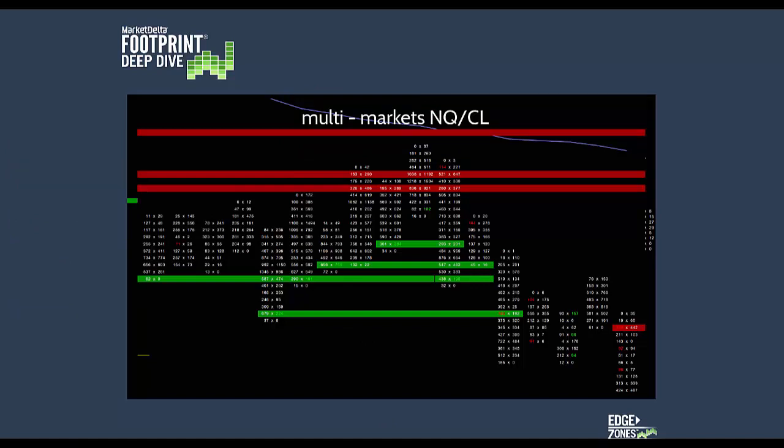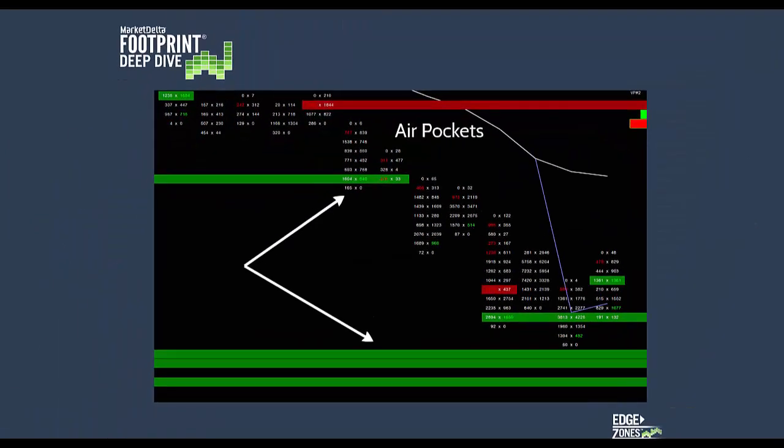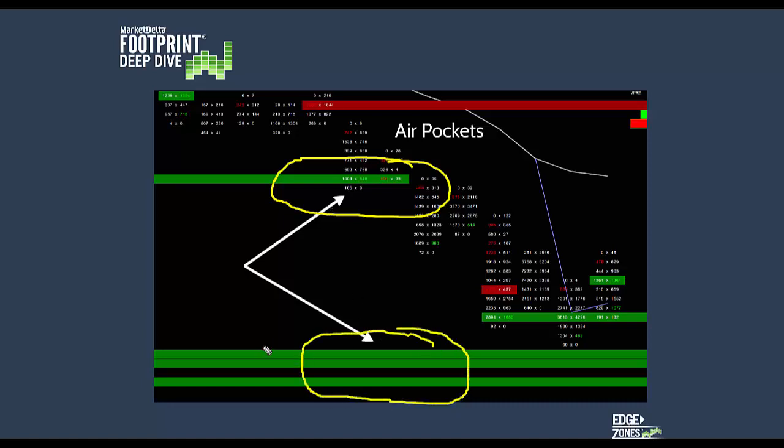Now, something that I think is pretty cool is air pockets. The last two slides I think are pretty interesting. And we're still doing another video on edge zones as part of your footprint deep dive. Air pockets or gap fills. A lot of people like a gap to be filled. What does that do? It provides a lot of interesting targets, right? So if you think that once you get through this edge zone, you're going to go to a collection of edge zones that are below.